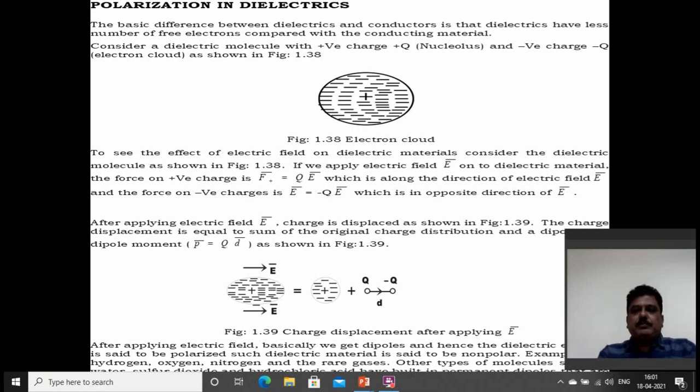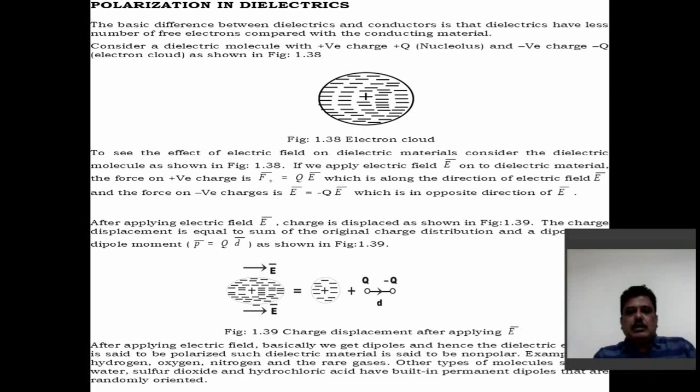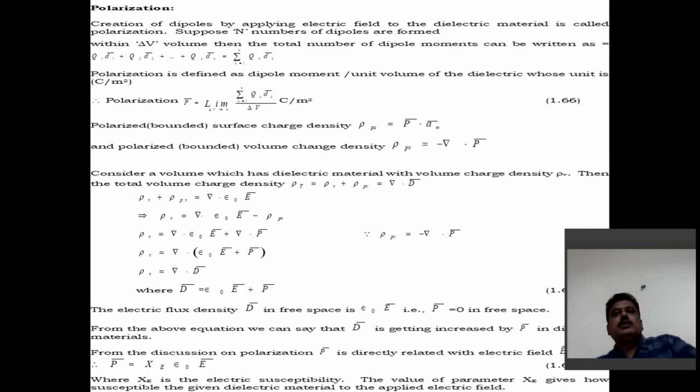Examples of non-polar dielectrics are hydrogen, oxygen, nitrogen, and the rare gases. Other types of molecules such as water, sulfur dioxide, and hydrochloric acid have built-in permanent dipoles that are randomly oriented. So the creation of dipoles by applying an electric field to the dielectric material is known as polarization.